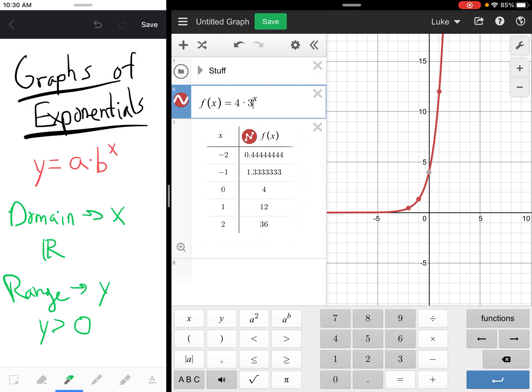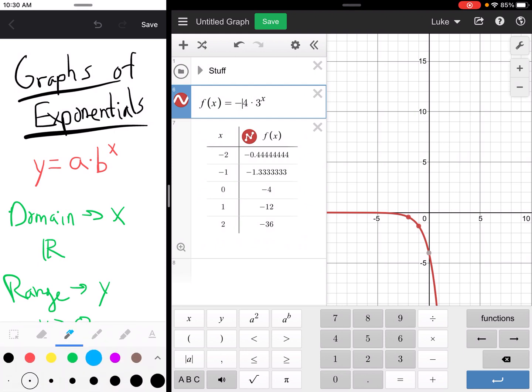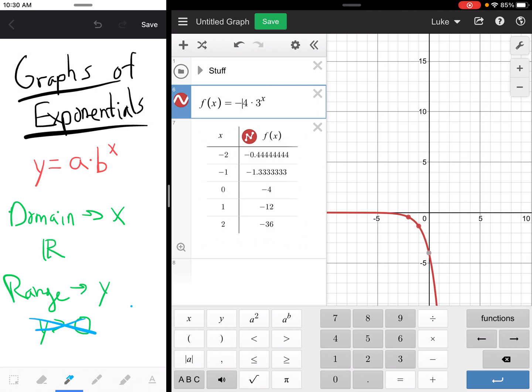All right. But if I want to change my domain or range, what I can do is take that a value and make it negative. By making it negative, it has now reflected over the x-axis. And so I'm going to use a new color and cross out this. If a is less than 0, aka a negative number, that means that our range is now going to be less than 0. Again, it's not going to equal 0, but it's going to be less than 0. Okay? Our domain, though, is still all real numbers.